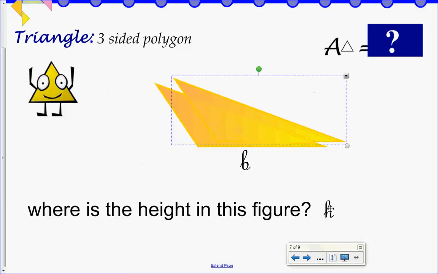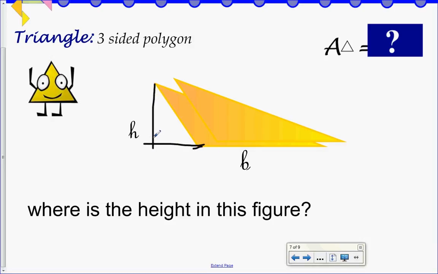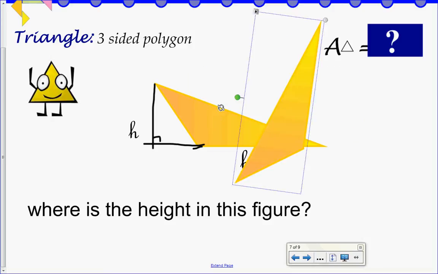The height is going to be right here. Height. Now forgive me that it's not perfect. It has to touch the base. Now, it doesn't have to really touch the base. It just extends. You're just measuring from the tip all the way to the bottom. So there's where the height is. And again, we're going to do the same thing.